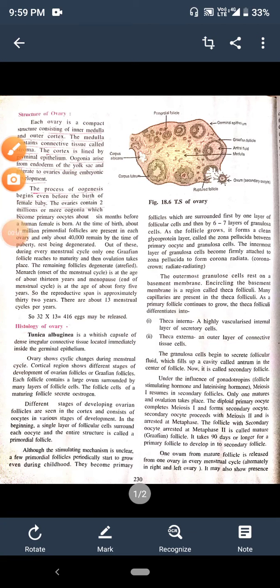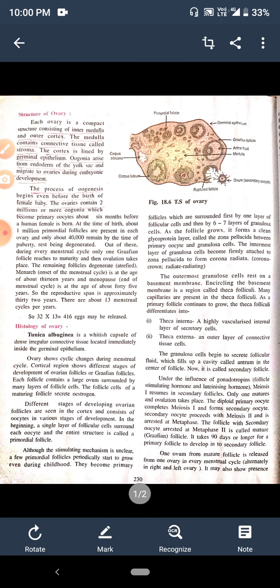Students, now we are going to learn more about histology of ovary. Histology means what? What will be seen in the section, or if you take any section, a TS of the ovary, what things you are going to observe in that TS. TS means what? Transverse section.